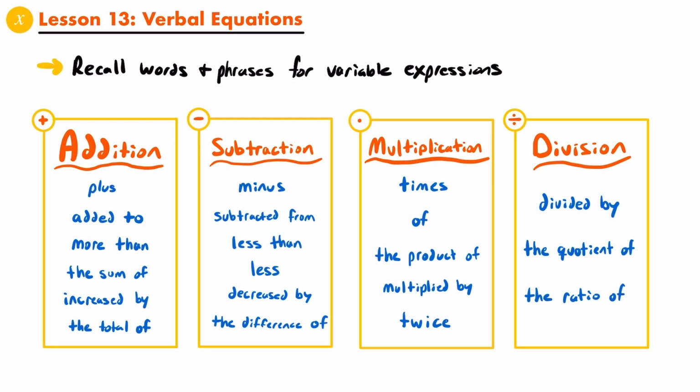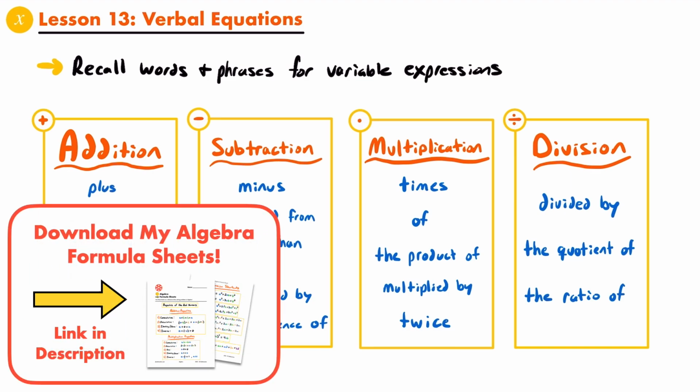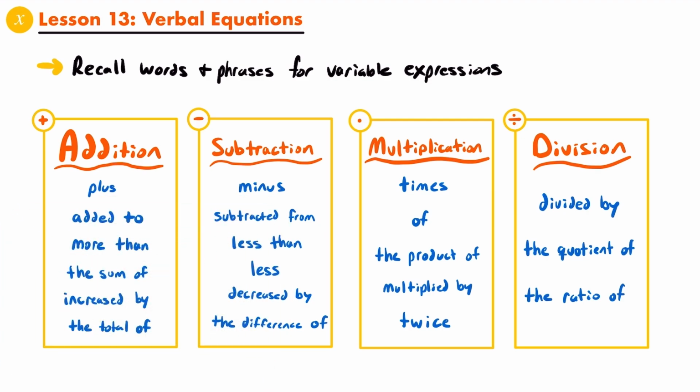Alright, so earlier in algebra, you learned how to translate verbal expressions, or words, into variable expressions, and now that you are familiar with solving basic equations from the last few lessons, we can take this one step further. We can translate sentences into equations and solve them. And these sentences can include any of the previous words and phrases that we learned that refer to the operations of addition, subtraction, multiplication, and division.